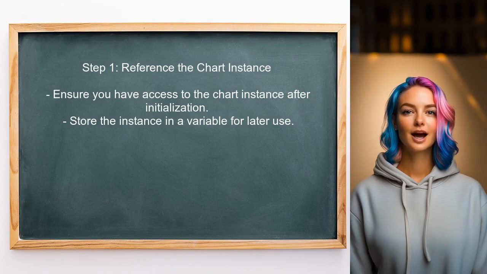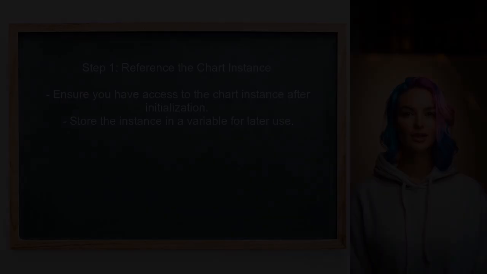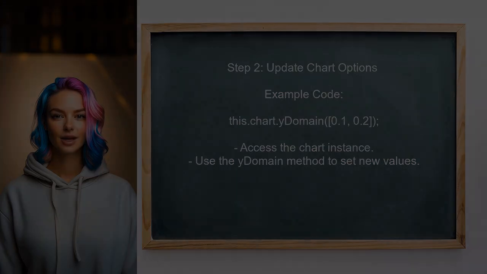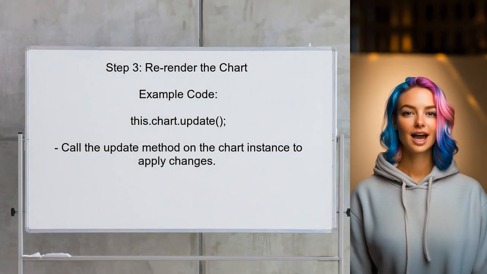effectively. To change the chart options dynamically in NVD3 for Angular 2, the user should first ensure that they have a reference to the chart instance after it has been initialized. This is crucial for making any updates. Next, the user can modify the chart options by directly updating the properties of the chart instance. For example, to change the Y domain, the user should access the chart instance and set the new values. After updating the options, the user needs to call the update method on the chart instance. This will re-render the chart with the new options applied.